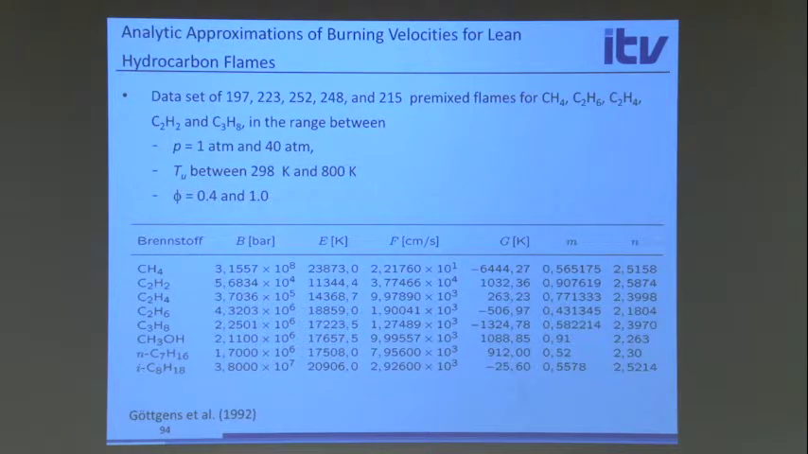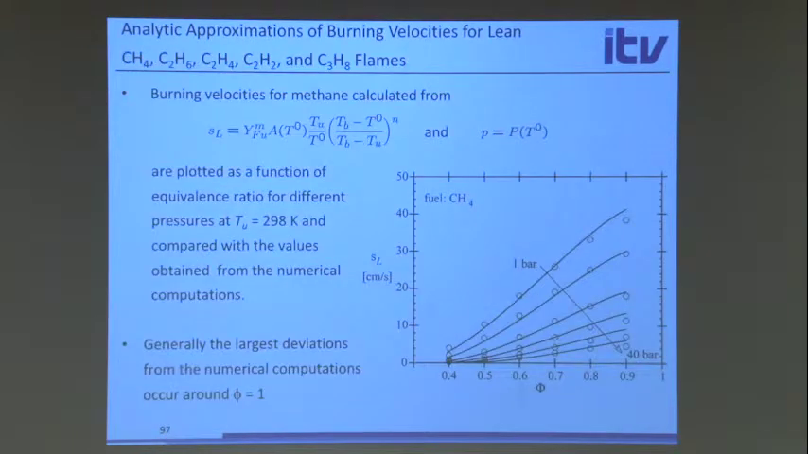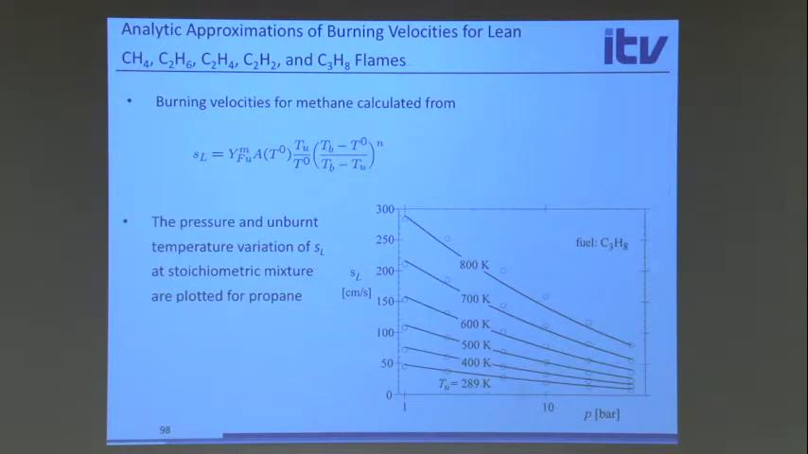So if you ever want to use this, it's probably not so bad. This shows here a comparison with experiments. This is the burning velocity for methane as a function of equivalence ratio for different pressures. And you see, it's not so bad. Not perfect, but not so bad. This here, for example, is propane at different temperatures as a function of pressure. And also it's not perfect, but it's not so bad.